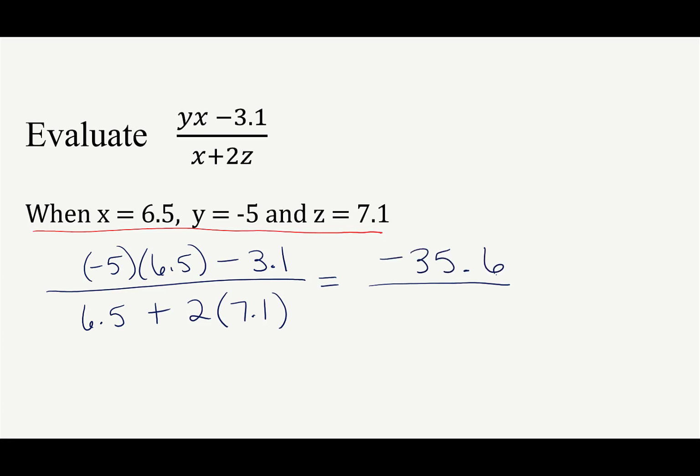Got a total of -35.6. The denominator will be 6.5 plus 2 times 7.1. I'm going to multiply the 2 times 7.1 first because my calculator cannot work out orders of operations. And then I'm going to go back and add the 6.5 to get 20.7. Now we can use this fraction as a division problem. Type in the numerator first, -35.6, divided by the denominator, 20.7. Let's round this one to the hundredths. And so that equals -1.72.